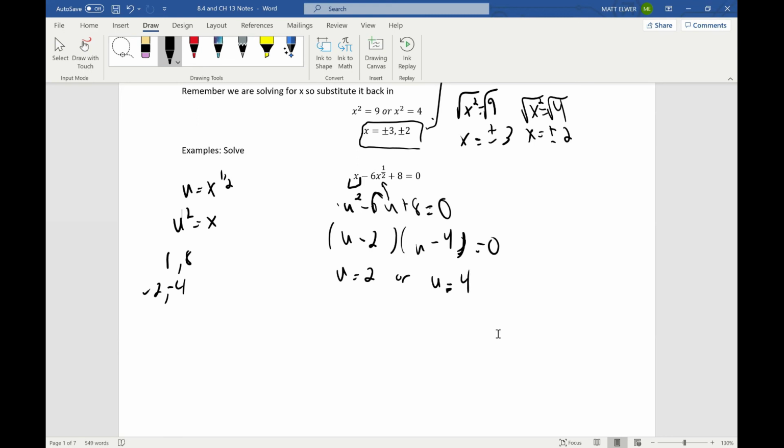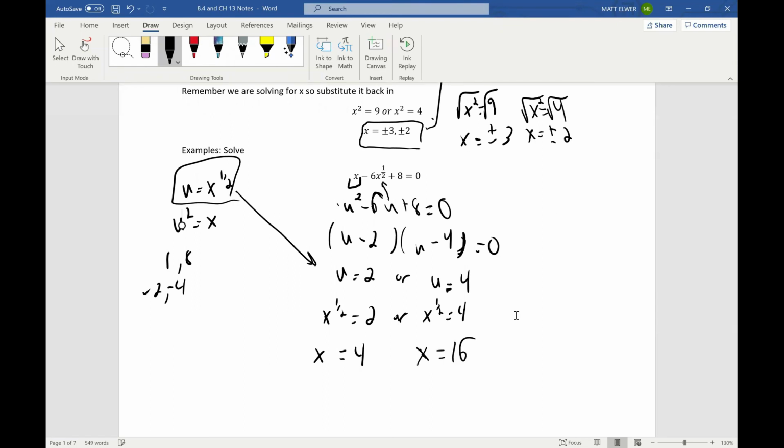Right? So then we do our back substitution. Remember, u is equal to x to the 1/2 power. So I should have x to the 1/2 power is equal to 2, or x to the 1/2 power is equal to 4. So to solve for this, we square both sides. If I square the left side, we just get x. If I square the right side, 2 squared is 4. Same thing on the other side, we get x is equal to 4 squared, which is 16.